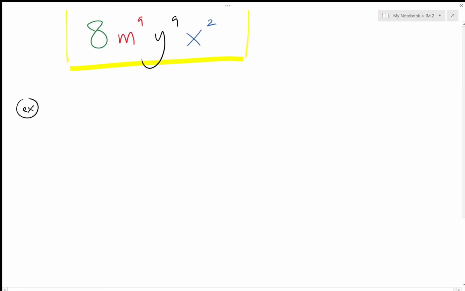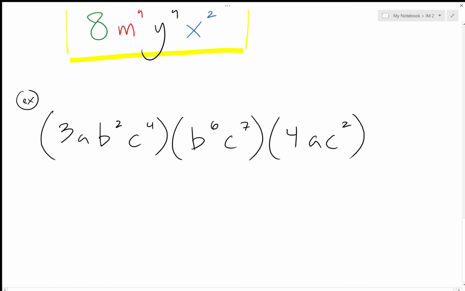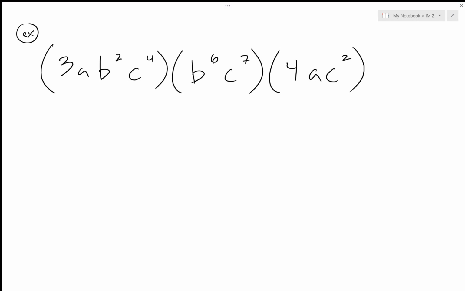We can increase the difficulty of this to now 3 parentheses. So let's see what this looks like. 3a b squared, c to the 4, b to the 6, c to the 7, 4ac squared. 3 sets of parentheses, but they're all again being multiplied together. So we can use the same thing. Let's knock out the front numbers this time, the coefficients. 3 times 1 times 4 gives me 12.